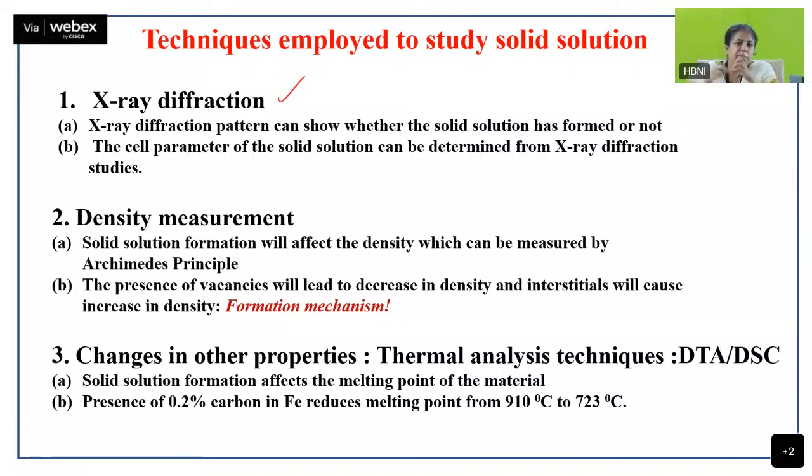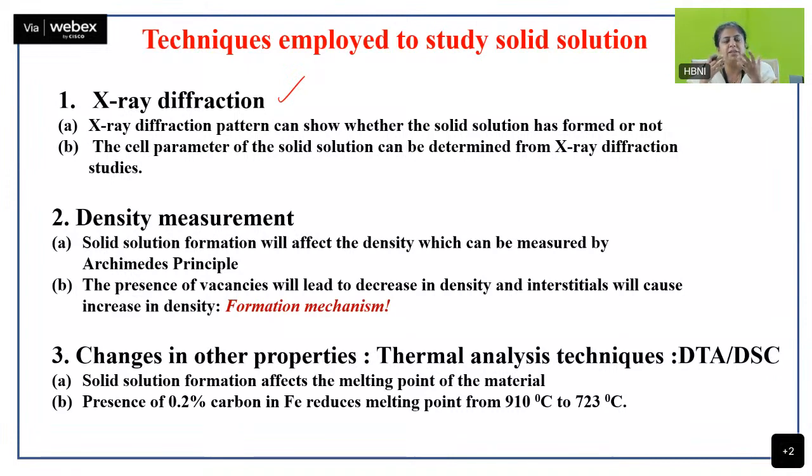You mix them, grind them, make the pellet, put it in the furnace, or in a nutshell, carry out the reaction by whatever means you want. I told you about solid state reaction. Take it out, grind it, record the XRD again. Okay. So, if A and B have completely mixed, you will get only one phase.